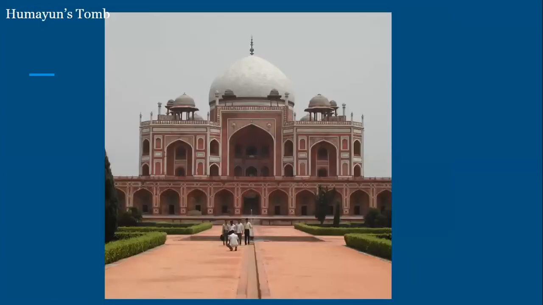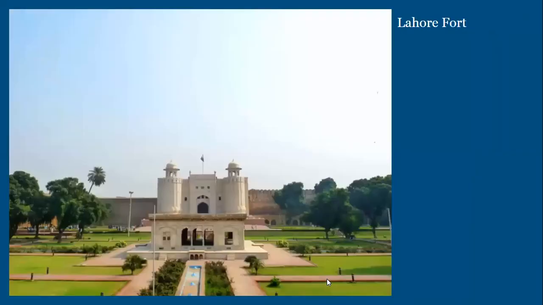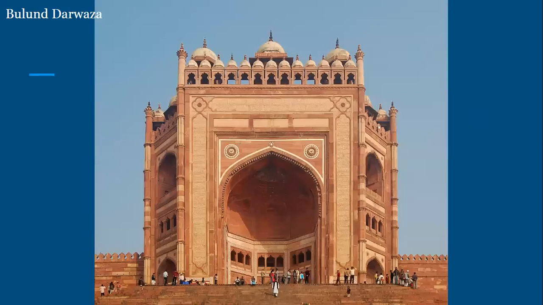Then Humayun's tomb. Okay, so Akbar built Humayun's tomb for his father, and this tomb is made up of white marble. Okay, so the tomb is made up of marble. So here, yeah, huge marble. This is actually the tomb. Okay, so I have written over here dome. This is actually the dome of that tomb that is made up of marble. That I wanted to mention over here.